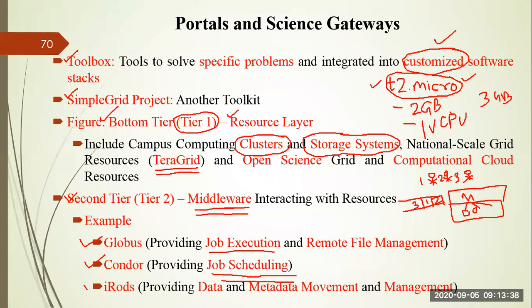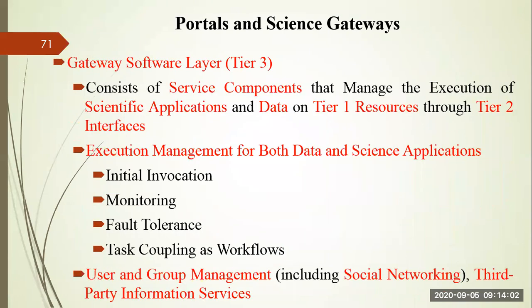Third one is called iRODS. It is providing data and metadata management. I told you data is what is there in a particular file. Metadata is the properties of the file. This data and metadata movement and management, movement from one resource to another resource, is managed by one middleware that is called iRODS. So this is the second layer.